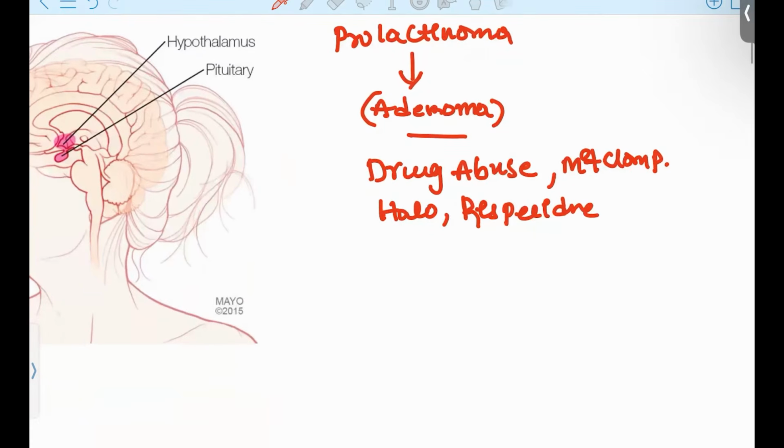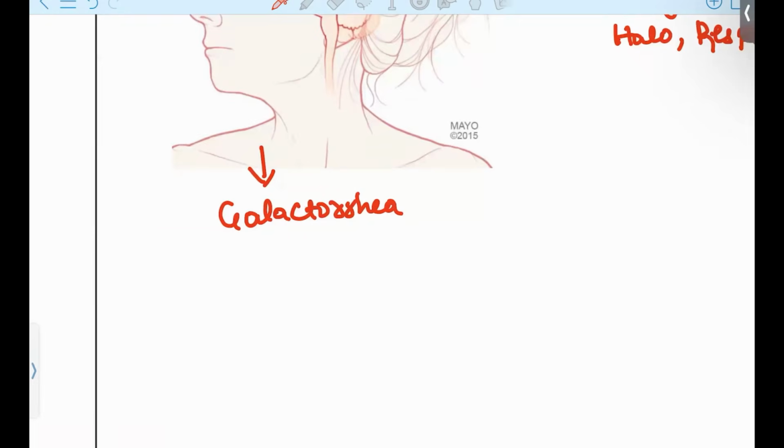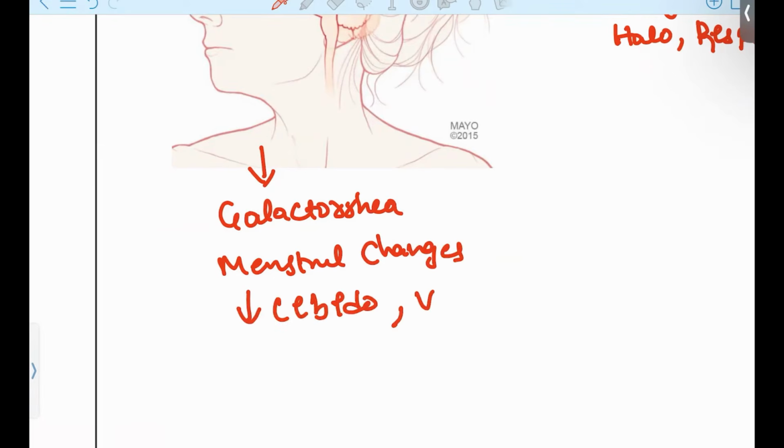And what are the symptoms this patient will be having? Like galactorrhea, like milk discharge from the nipples, and also menstrual changes. These are the major changes that will be seen, and decreased libido. Along with that, the patient might be having visual disturbances.